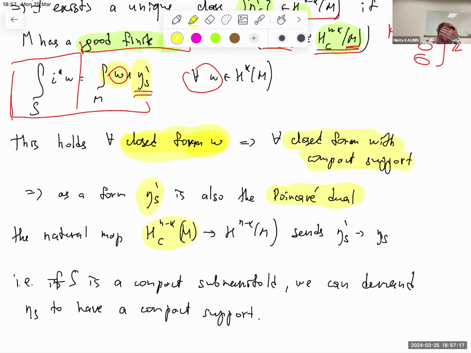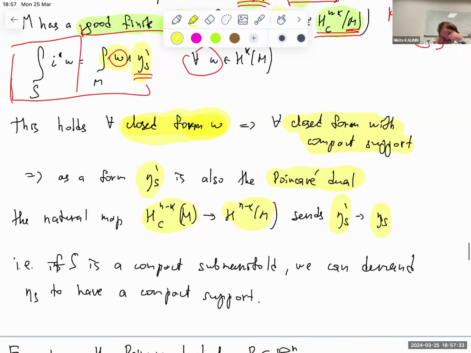So we have a map from cohomology with compact support to the usual cohomology, and it sends the dual with compact support to just the dual. And if S is a compact submanifold, then we can always demand that eta S, its Poincare dual, also has a compact support. So that's the moral of the story.